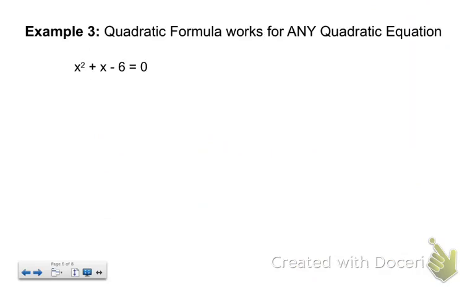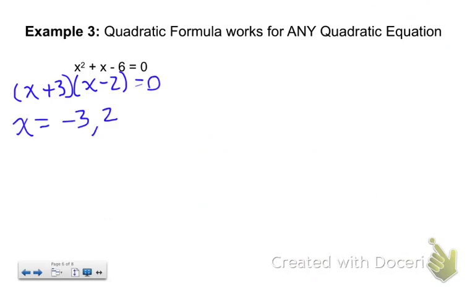Okay, so the nice thing about the quadratic formula is that it works for any quadratic equation. Doesn't matter what it looks like, it will always work. So in this example, this would probably be one where we would factor normally, but we can also use the quadratic formula. Remember before, if we factored, we would do x plus 3, x minus 2, and set each side equal to 0 and get x equals negative 3, positive 2. And of course, in this case, that's definitely the fastest way to do it. But I just want you to see that the quadratic formula will also work.